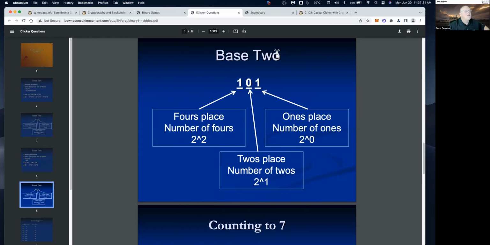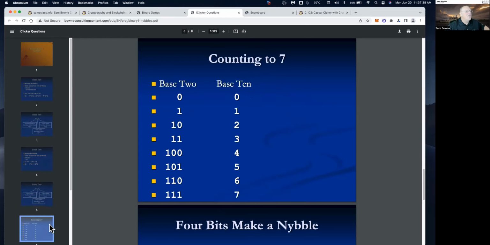So if you have a 3-digit number in base 2, it's the 1s here, the 2s here, and the 4s there. So 101 is 5. It's a 4 plus a 1 and no 2. And so you can count to 7. 0 to 7, here it is in base 2. 1 is 1, 2 is 1, 0, because you have a 2 and no 1s. 3 is a 2 and a 1. 4 is 1, 4 and nothing else. And 7 is a 4 plus a 2 plus a 1.